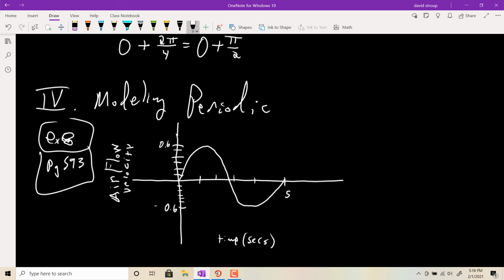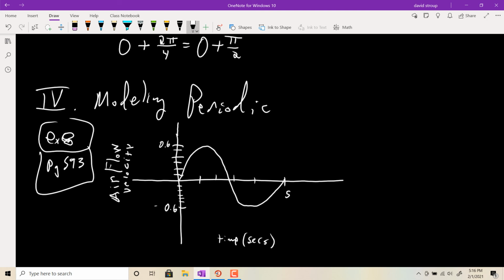So anyways, the graph shows one complete normal breathing cycle. The cycle consists of inhaling and exhaling. It takes place every 5 seconds. Velocity of airflow is positive when we inhale and then negative when we exhale. It is measured in liters per second.